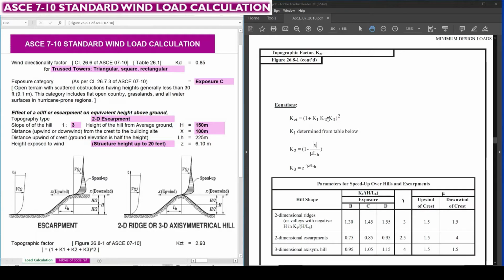Kzt is equal to (1 + K1 K2 K3) whole squared. So the slope of the hill we can assume as 1 is to 3. The height of the hill above ground, that is H in the picture, is 150 meters. The distance upwind or downwind from the crest to the building site, x, you can consider as 100 meters.